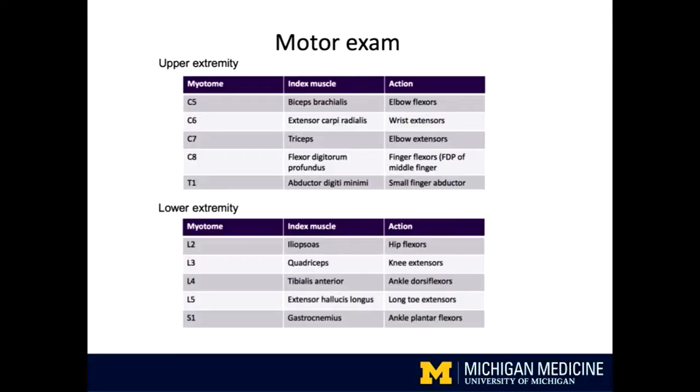Your lower extremities are what you would expect. Your hip flexors, knee extensors, ankle dorsiflexors. L5 is probably one you wouldn't expect, but it is your long toe extensor. And then S1 is always going to be your S1, which is your ankle plantar flexors.